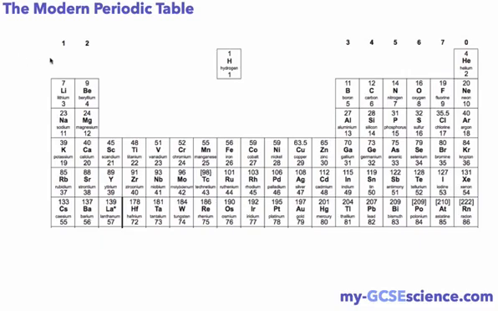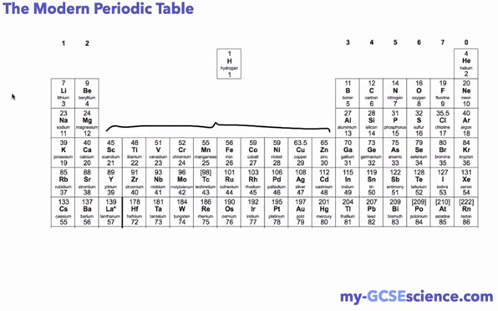Now the next thing to remember is that in terms of the groups, we've got group 1 over here, group 2. In the middle we have the transition elements, and then we have group 3, 4, 5, and so on. It's important to remember that in group 1, all the elements, if you look at the atoms, have 1 electron in the outermost shell.